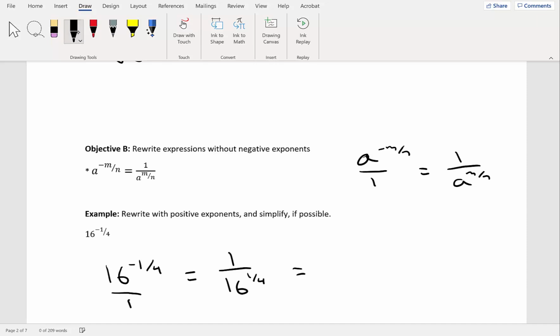Well, now we can still simplify this. This would be 1 over 16 raised to the 1/4 power. Remember, the denominator of the fraction is your index. And now we have 16 inside that radical sign. So what we really have is the 4th root of 16. Now we have 1 over the 4th root of 16, which we saw earlier is just equal to 2. So 16 raised to the negative 1/4 power is the same as 1 over 2.